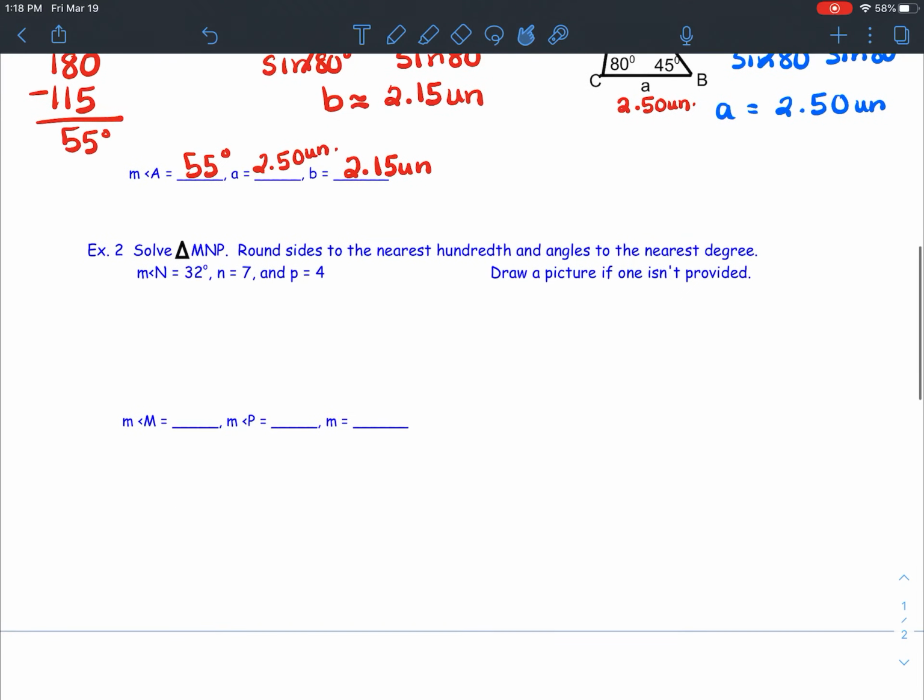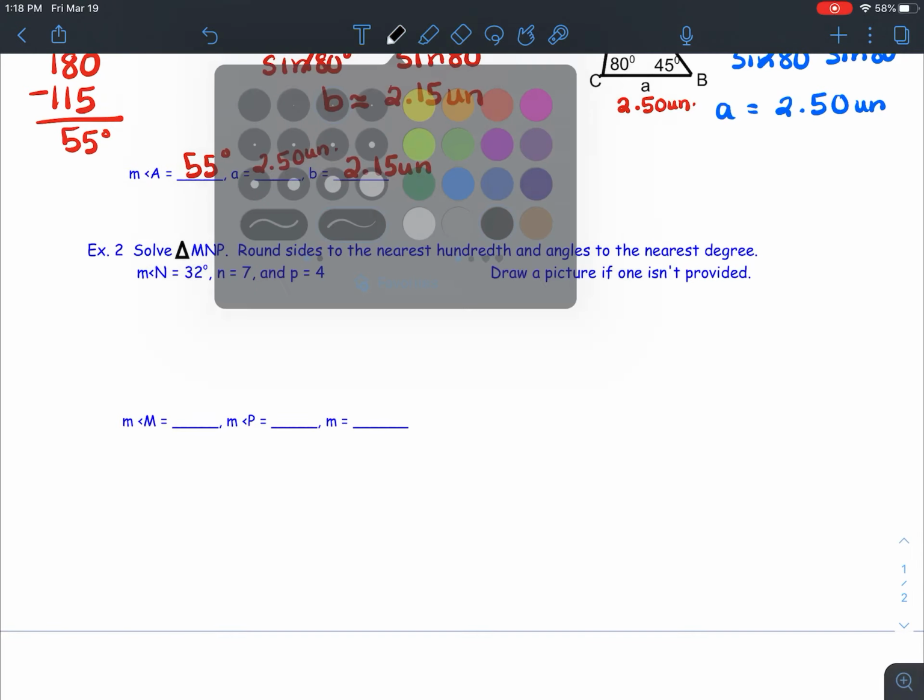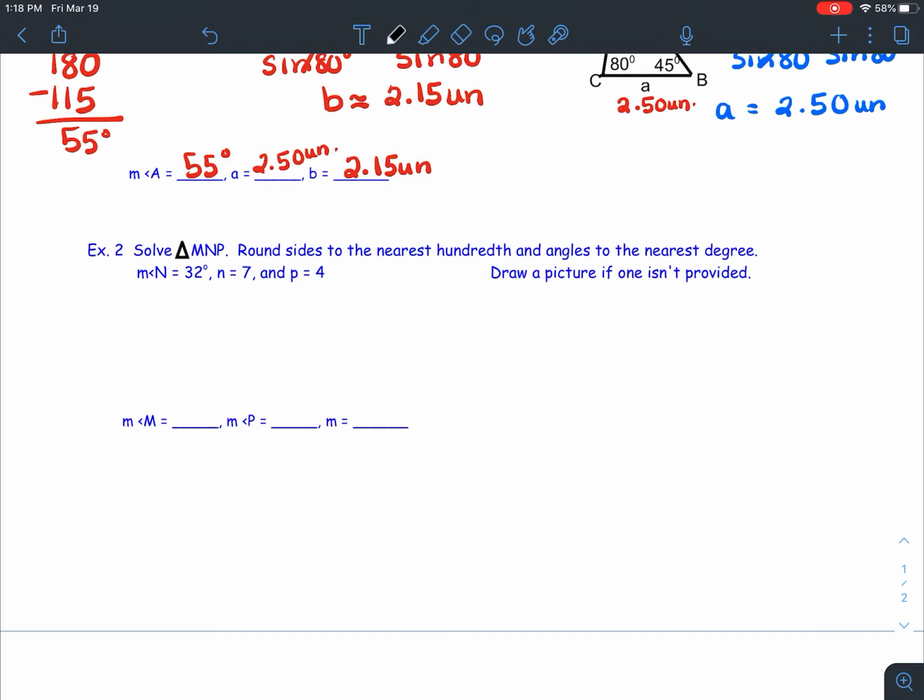Okay, let's go ahead and try another one here. Okay, we're going to take a look. On this one, they do not provide the picture for us. So we're going to go ahead and draw a triangle MNP. I wouldn't say that you need to worry too much about trying to draw the picture to scale in any way. Okay, so we're just going to label our vertices M, N, and P. We'll go ahead and label angle N is 32 degrees. Side N is 7, that would be opposite angle N, and side P is 4.